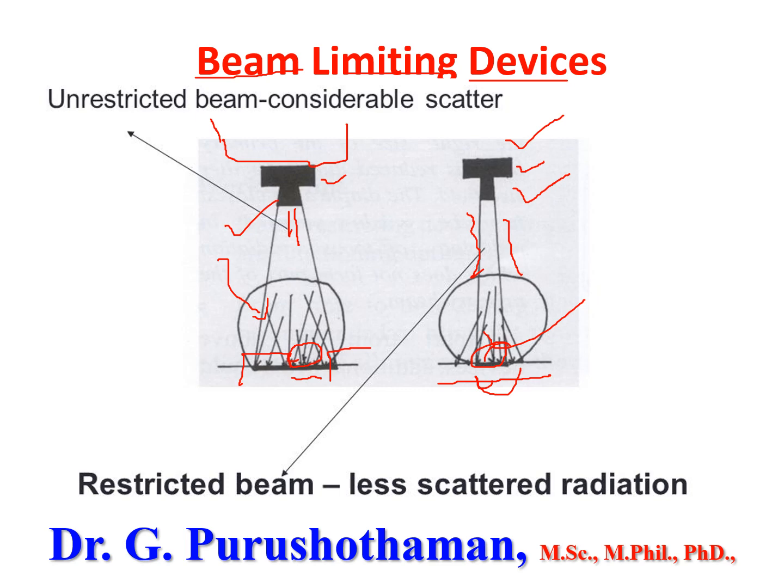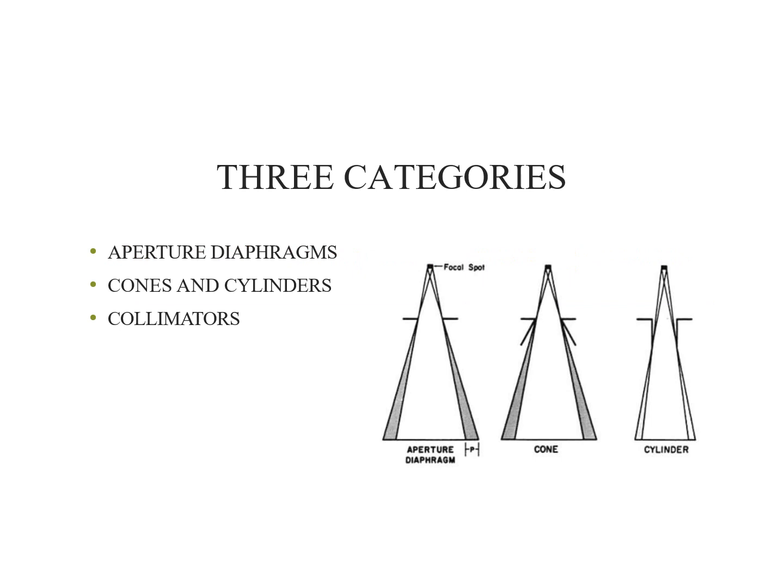Now we'll see the different types of beam limiting device. What are the different types? There are three different categories. The first one is the aperture diaphragm. The second one is the cone or cylinder, and the third one is the collimator. About this we'll see a little later.